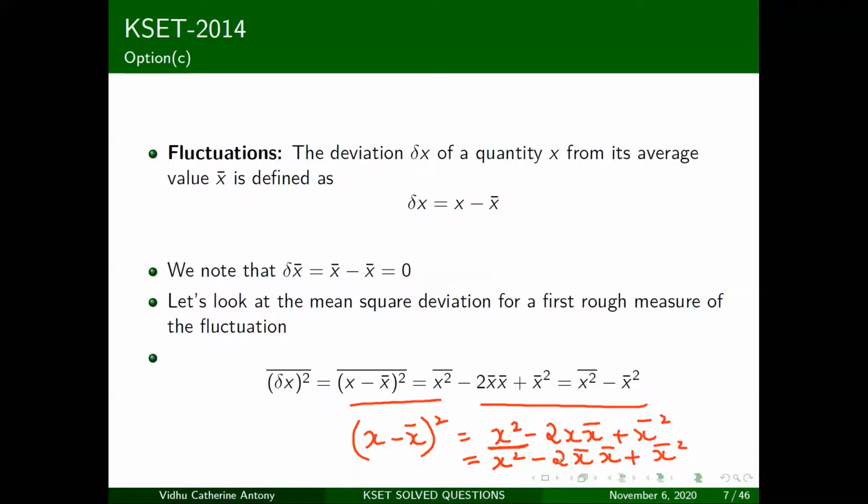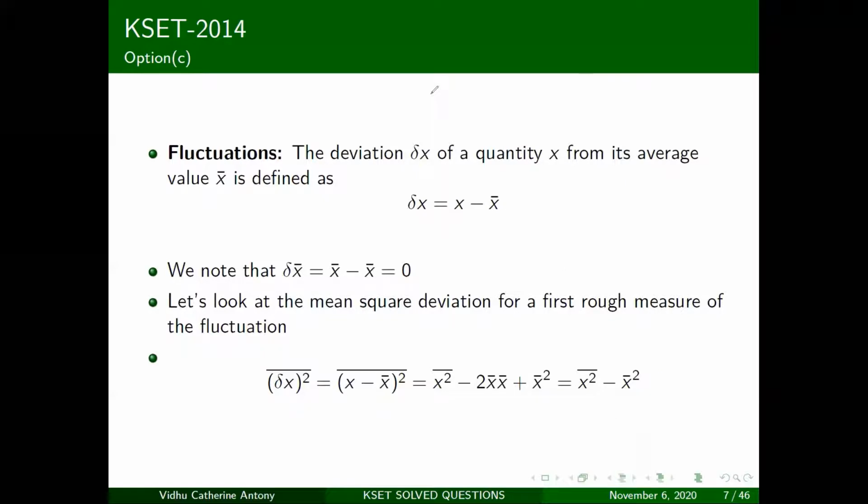So now what do you have? You have minus 2 x bar squared, and you have the average of x squared. Remember that this bar on top is like the average of your x squared. So what do you end up getting? After you simplify this, you end up getting the average of x squared minus x bar squared. This is pretty much really easy to understand.